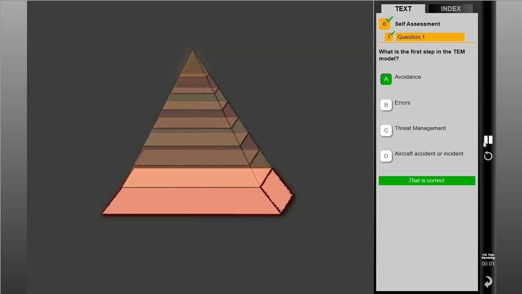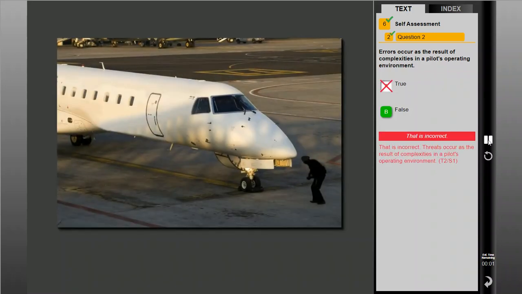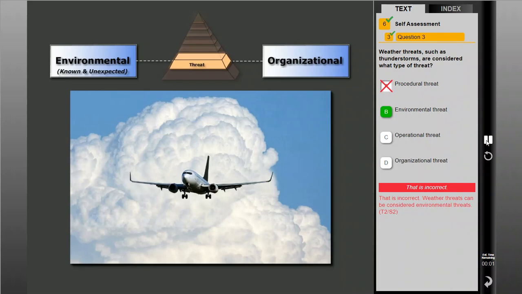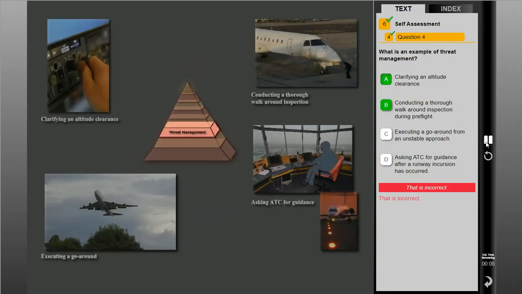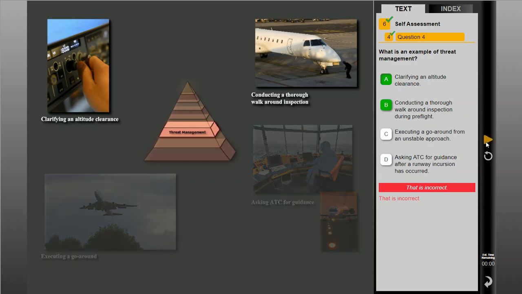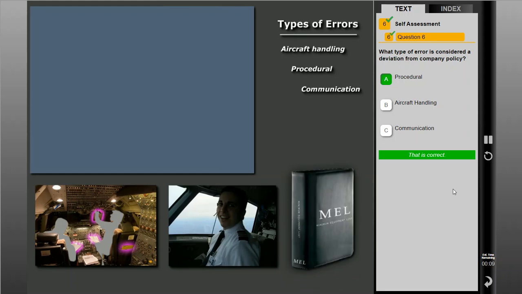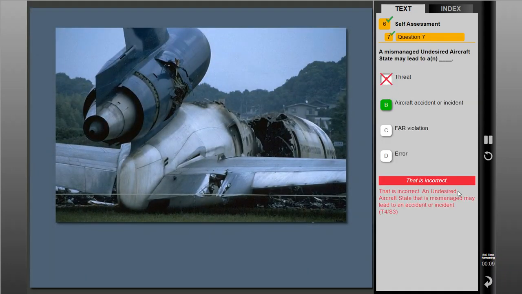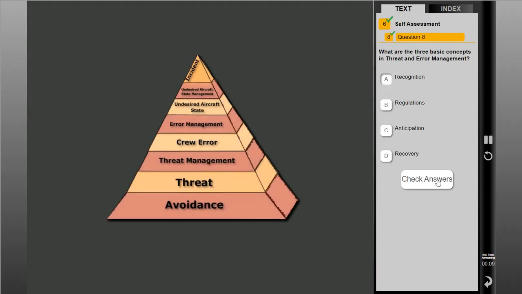That is correct. That is incorrect. That is incorrect. That is incorrect. That is correct. That is correct. That is incorrect. That is incorrect.